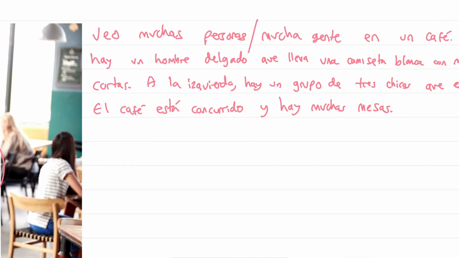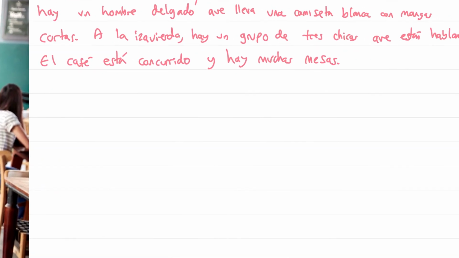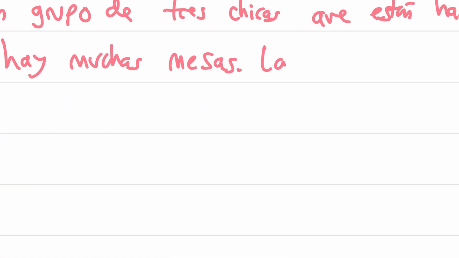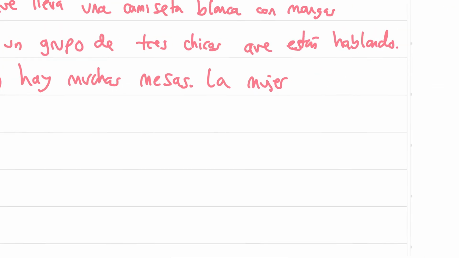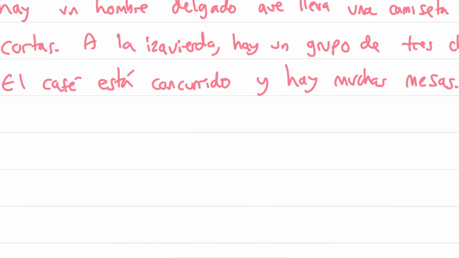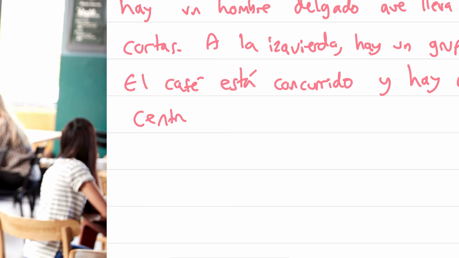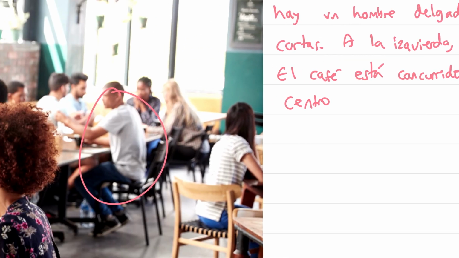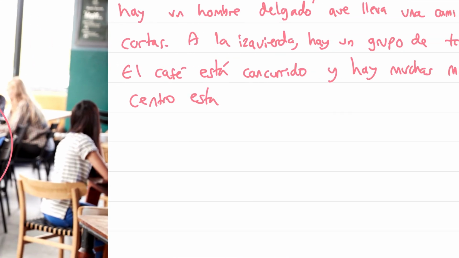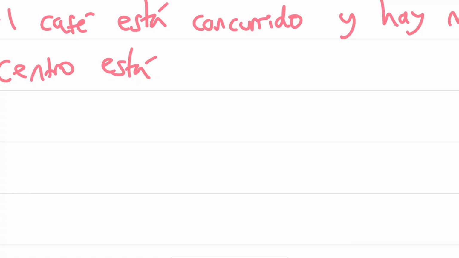Okay, let's think about mood. So I could describe the girl in the middle. So la mujer, or the woman. La mujer en el centro. La mujer en el centro, I could say, is smiling. Está, or I could say laughing. We haven't used that word yet. Laughing is riendo. So está riendo.